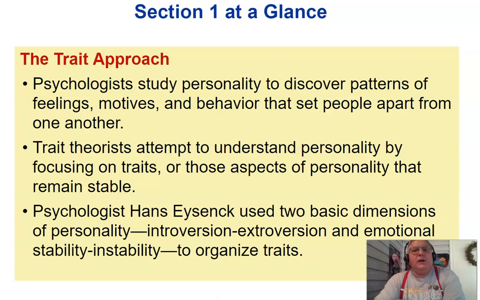All right, Section 1. The first thing we're going to do is talk about the trait approach. Psychologists study personality to discover patterns of feelings, motives, and behavior that set people apart from one another. Trait theorists attempt to understand personality by focusing on traits, or those aspects of personality that remain stable. Psychologist Hans Eysenck used two basic dimensions of personality, introversion and extroversion, and emotional stability and instability, to organize these traits.